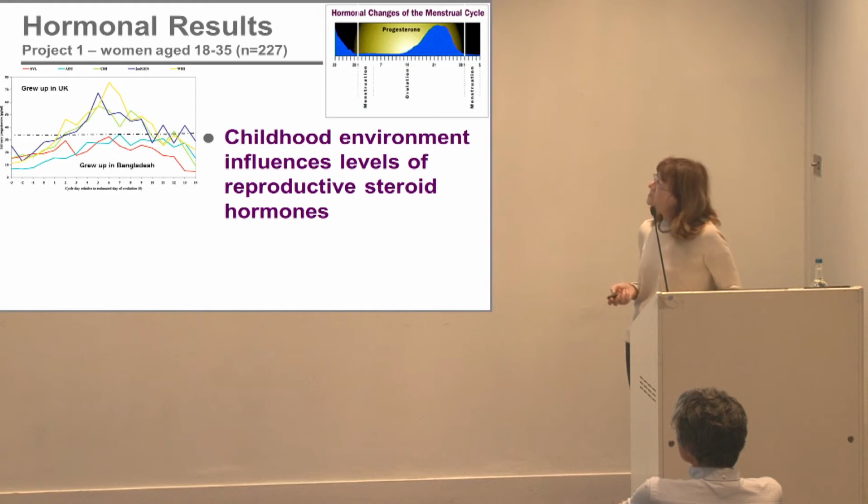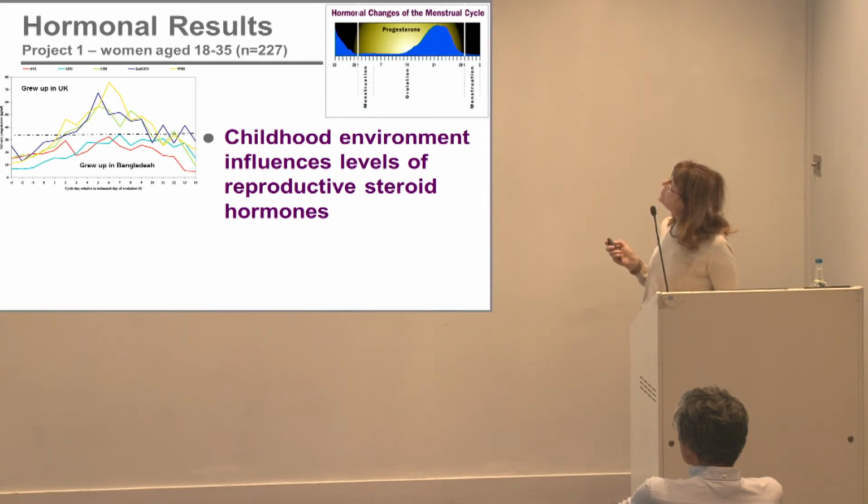In our first study, which is looking at women who are aged 18 to 35, so this is women who are prime reproductive age, they should be at the height of their fertility, and these are studies, by the way, on non-contracepting women, or at least non-hormonally contracepting women, so we have natural cycles to look at.